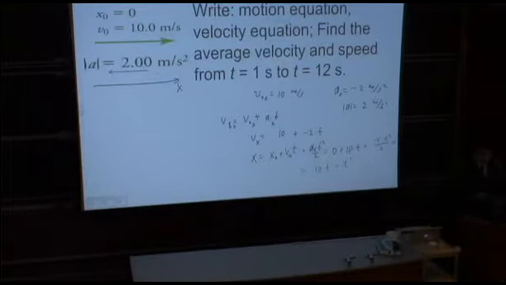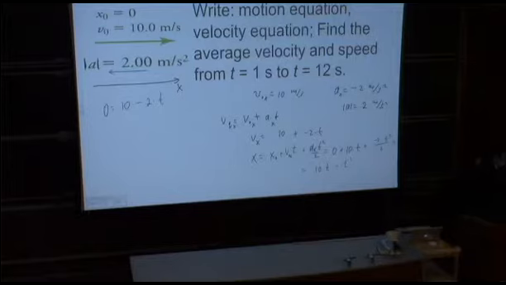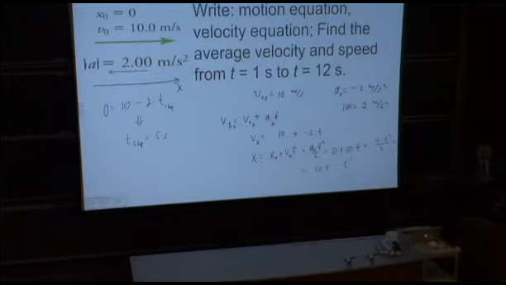So, when will it stop? If it stops, its instantaneous velocity becomes equal to what number? 0. So, when the instantaneous velocity becomes 0, that will be the stopping instant. And we can solve this equation, 10 over 2, 5. So it will stop in 5 seconds. Then it will reverse its direction and will be moving to the left.